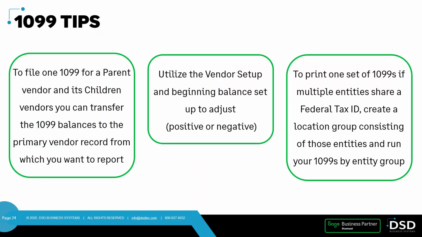Some 1099 tips. If you want to file one 1099 for a parent vendor and all of its children vendors, if you utilize the parent-child relationships between vendors, you can transfer the 1099 balances to the primary vendor record on which you want to report. So you will get a separate 1099 for all of those parents and children unless you transfer those balances over. Depending on how many you have, it might be manually updating those or utilizing that import.